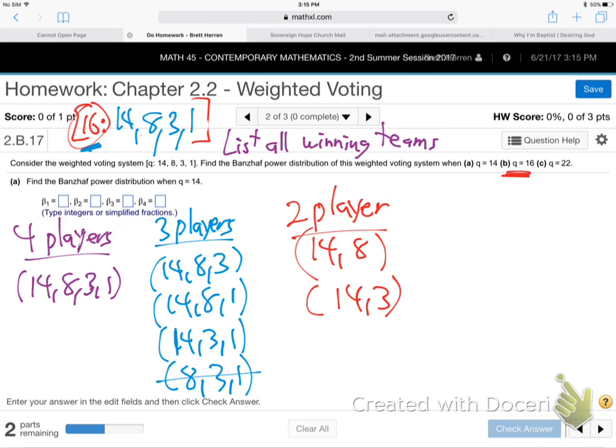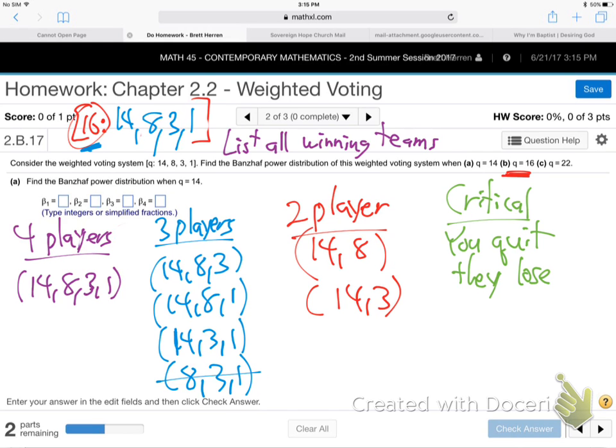So now the hard part is the critical question. Who's critical? This is where students often get confused, so let me say this real clear for you. What it means to be critical: if you quit, they lose. Wouldn't that make you feel important? If you quit, they lose. You're critical. They had to have you, right? You quit, they lose. That's what it means to be critical.